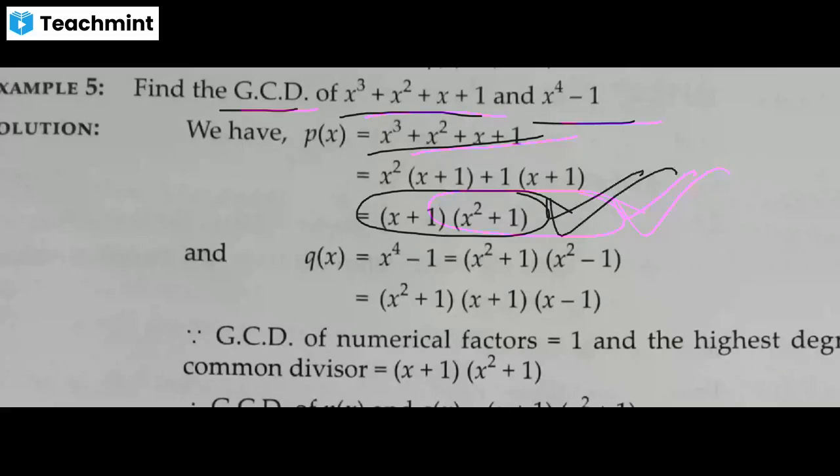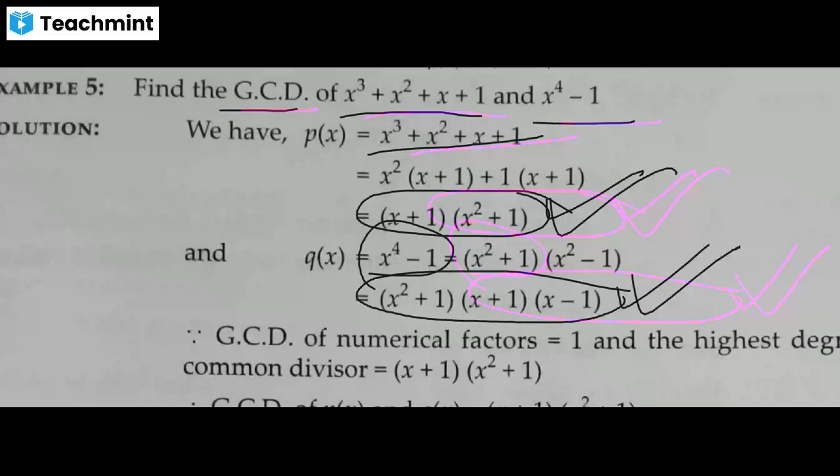So the first polynomial after factorization gives factors (x plus 1)(x squared plus 1). The other polynomial given, x to the power 4 minus 1, after factorization gives (x squared plus 1)(x plus 1)(x minus 1). Now we have three factors here; though the expression looks so small, it has three factors. In fact, when you multiply all these three, you will exactly get x to the power 4 minus 1.